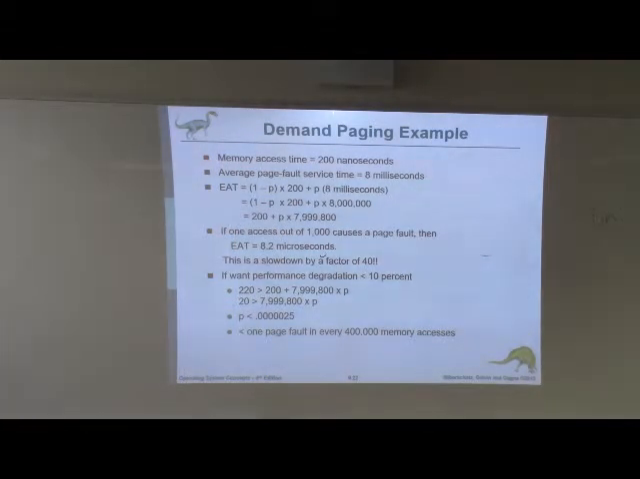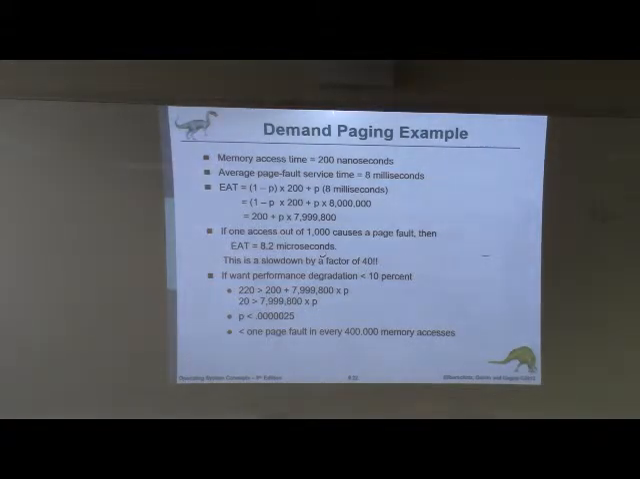So for example, memory access time is 200 nanoseconds. Nano is 10 to the power of minus 9, right? Micro is 6. Right? Always I get confused. So it's 200 times 10 to the power of minus 9 seconds, a nanosecond, and the page fault service time is 8 milliseconds, which means it's much longer than the memory access time.